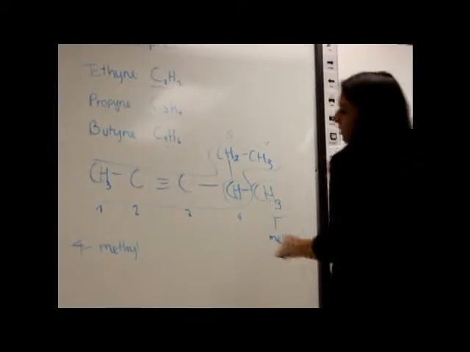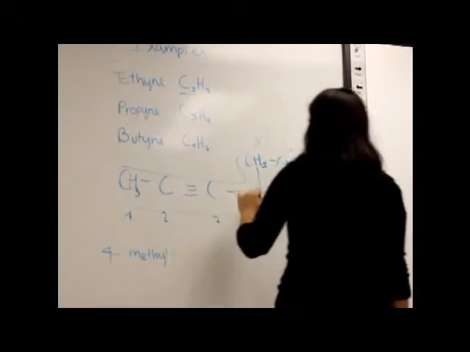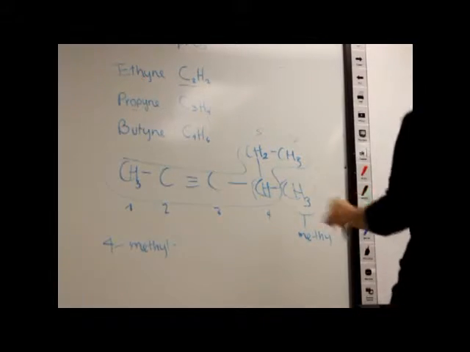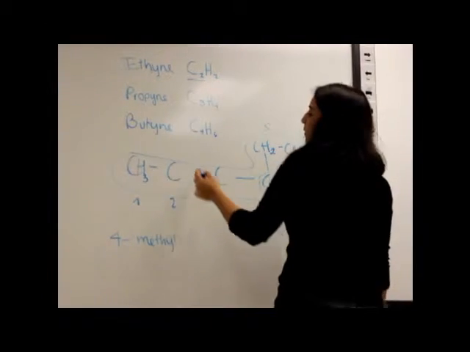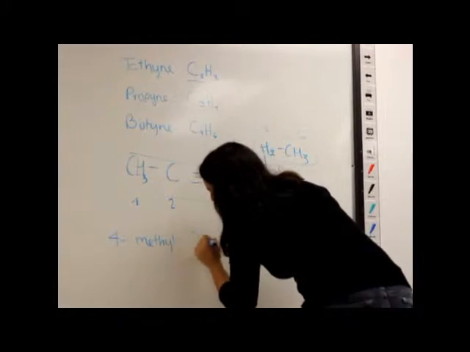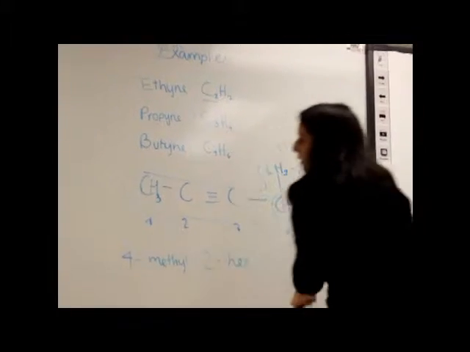And then we need to identify how many carbon atoms it has. 1, 2, 3, 4, 5, 6. It has 6 and it's hex. Okay. And we need to identify also where is the triple bond. So it's in the number 2. We need to put 2 and yne. And we need to add this.